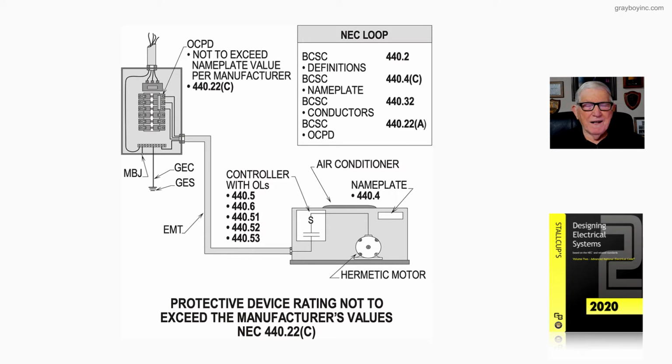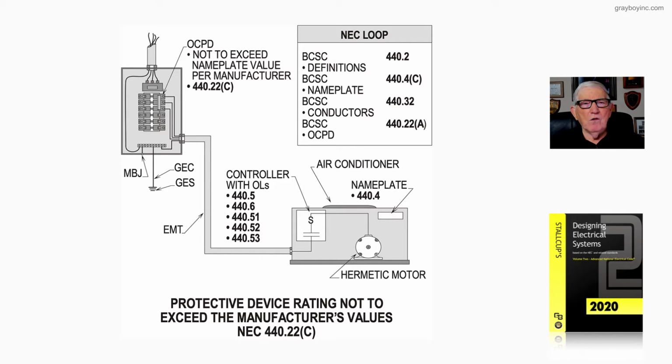Now this figure 19-15 deals with protective device rating not to exceed the manufacturer's value. Now, of course, you know this is in accordance with 110.3(B) and (C) in the NEC, which the authority having jurisdiction per 90.4 uses in acceptance of equipment. And it should be the same with us as designers or installers if we're not inspectors, reviewing the equipment.